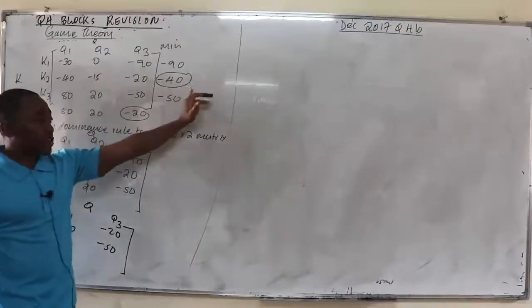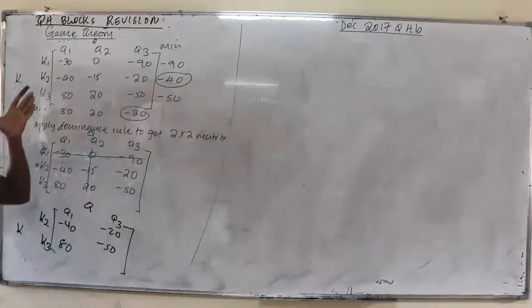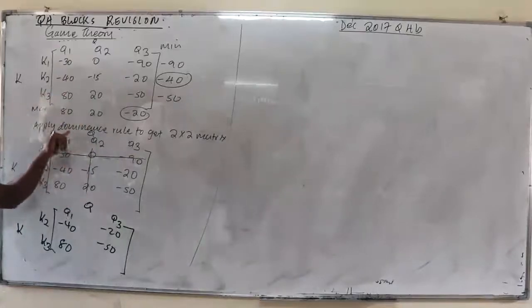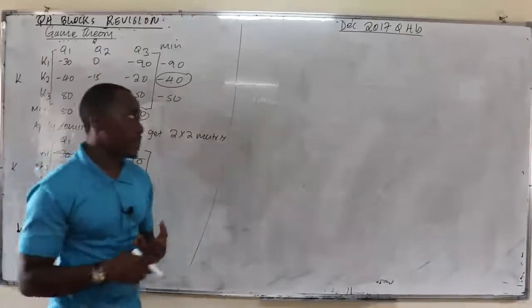In case there is no saddle point, you ask yourself, is it a 2x2 matrix? In this case, it was not a 2x2 matrix. So thereby, you apply the dominance. The motive of using dominance is to reduce the strategies to a 2x2 game. When it's reduced to a 2x2 game, that's when you apply the algebraic method.